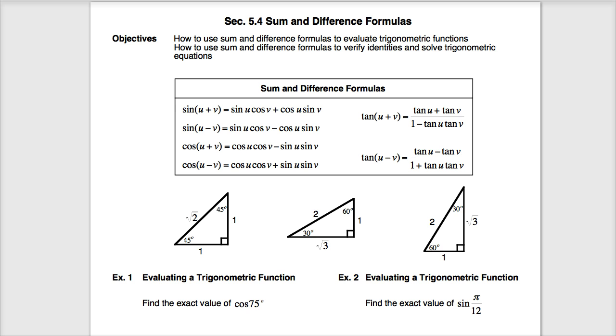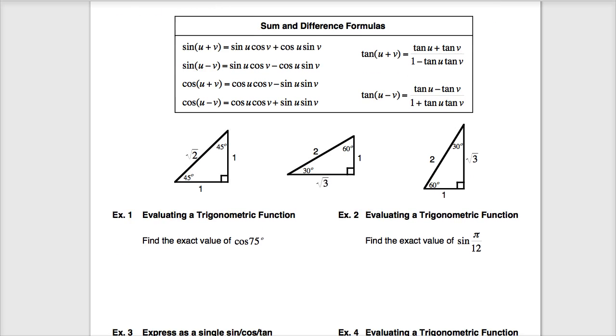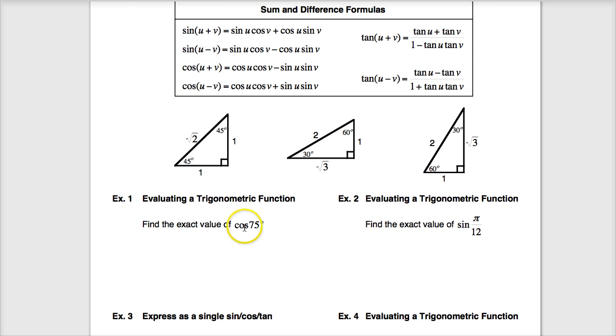Okay? So let me show you here at the bottom. It says evaluating a trig function. It says exact value of cosine 75 degrees. I know you could just put this in the calculator and you'll get an answer, but they want the exact value. Okay? So what are we going to do?